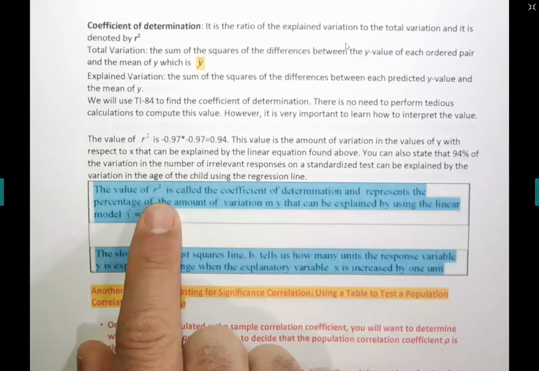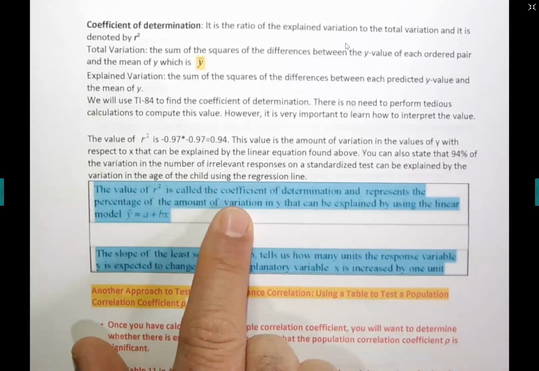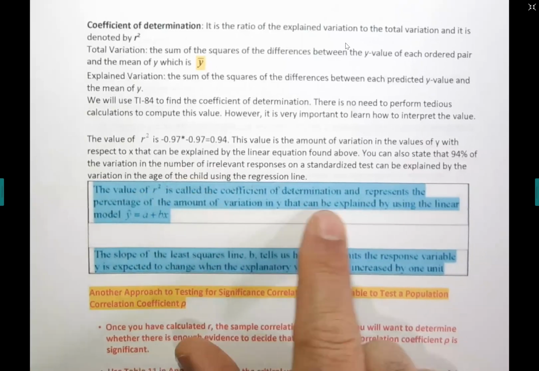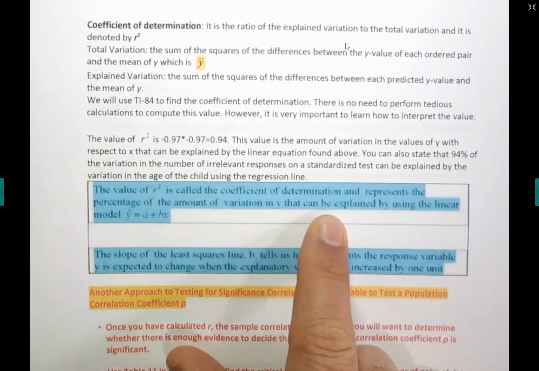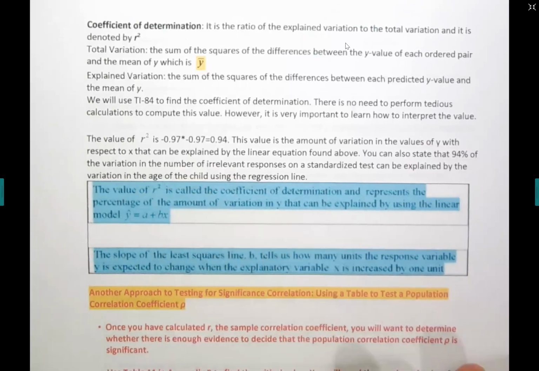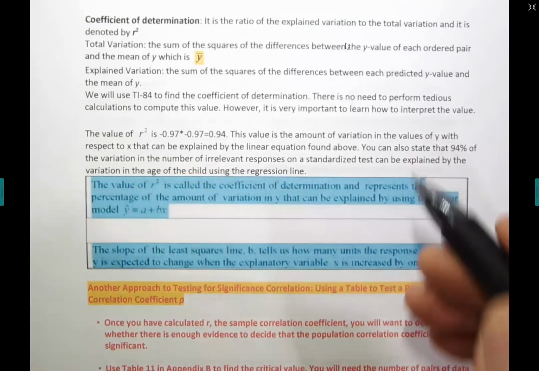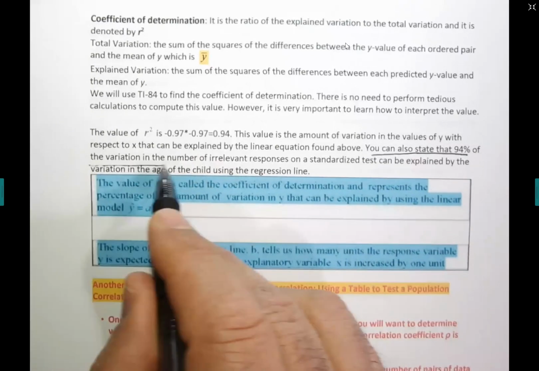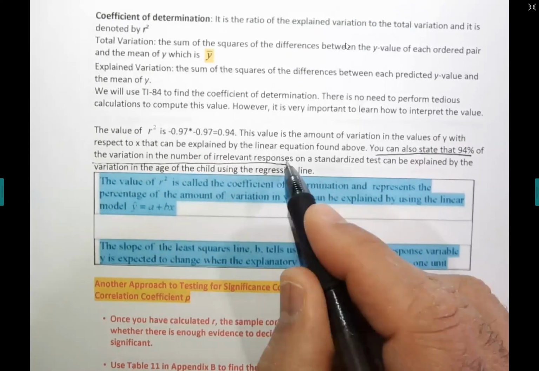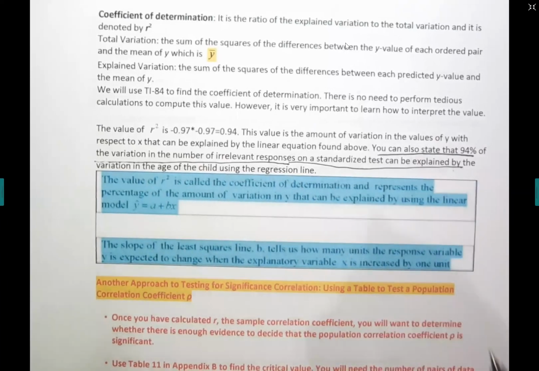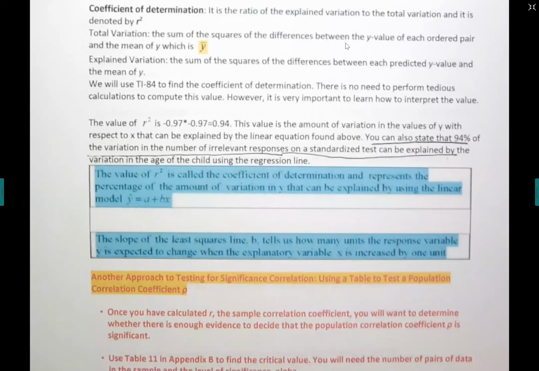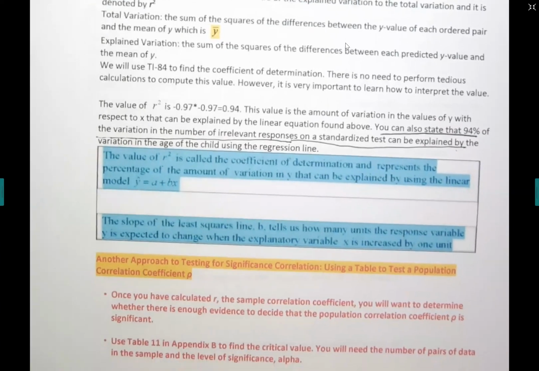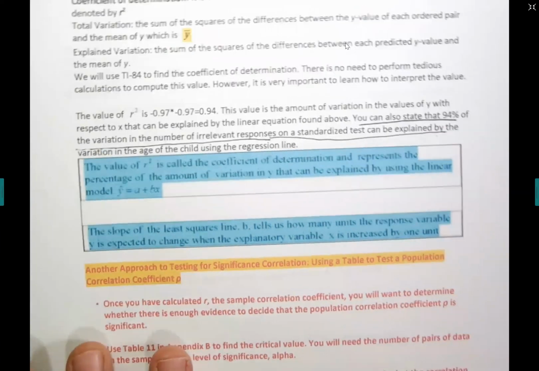Again, the value of R squared is called the coefficient of determination and represents the amount of variation in Y that can be explained by the variation in X using the regression line. This is the explanation. We're going to do another one in a little bit. All right. So this is what R squared is. Any questions about R squared?